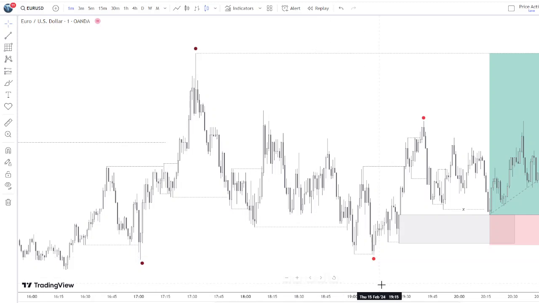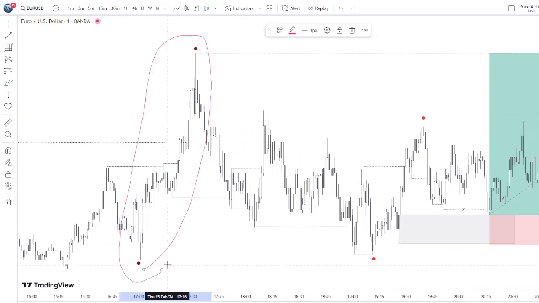Okay, then price moved up like this, like that, and that. Then it took this liquidity and broke structure here. Okay, so that then confirmed this high.